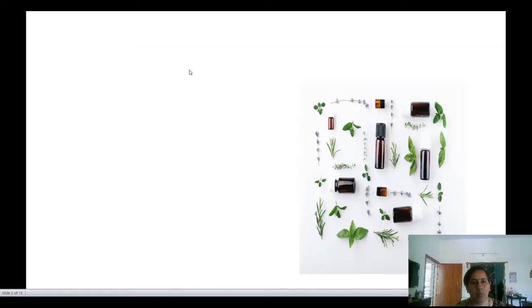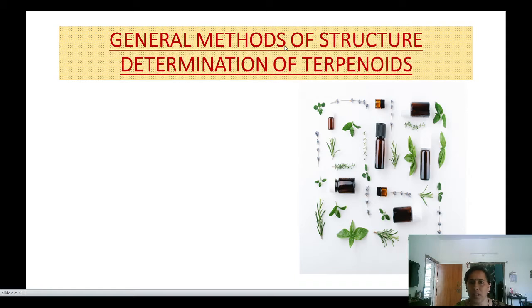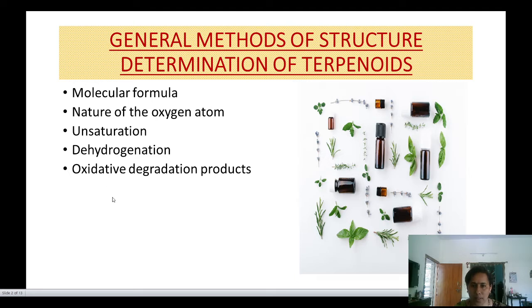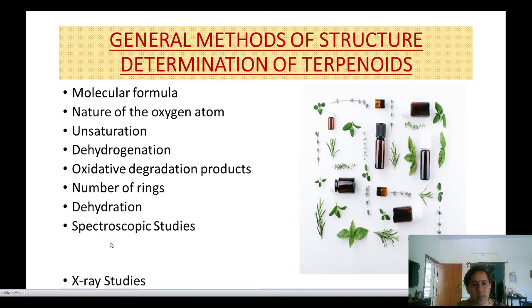In today's lecture we are going to discuss the general methods of structure determination of terpenoids. In the general methods, there are a total of 10 points. First is molecular formula of terpenoids. Second is nature of oxygen atoms. Third is unsaturation. Fourth is dehydrogenation. Fifth is oxidative degradation products. Sixth is number of rings. Seventh is dehydration. Eighth is spectroscopic studies, ninth is X-ray studies, and tenth is synthesis.